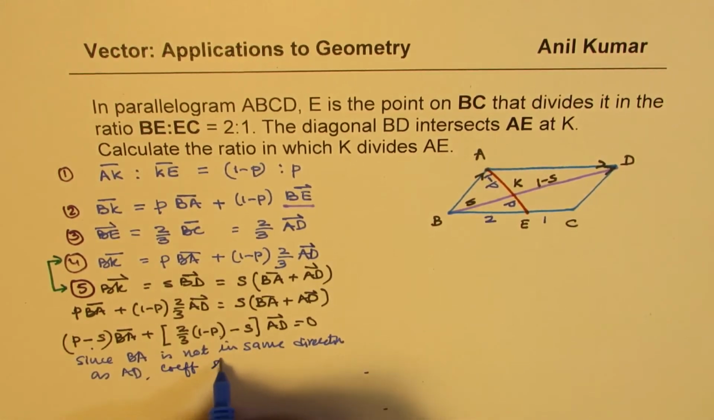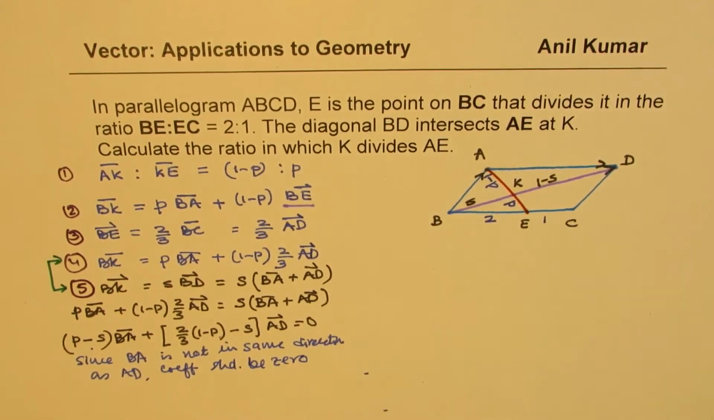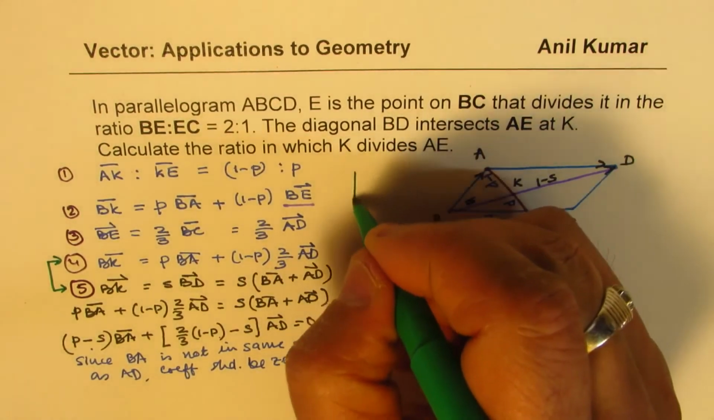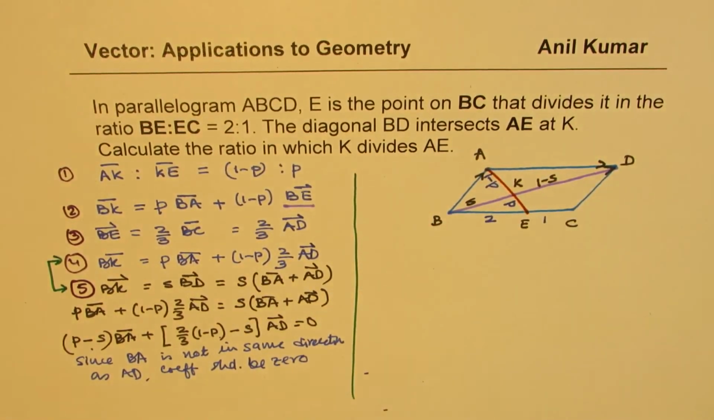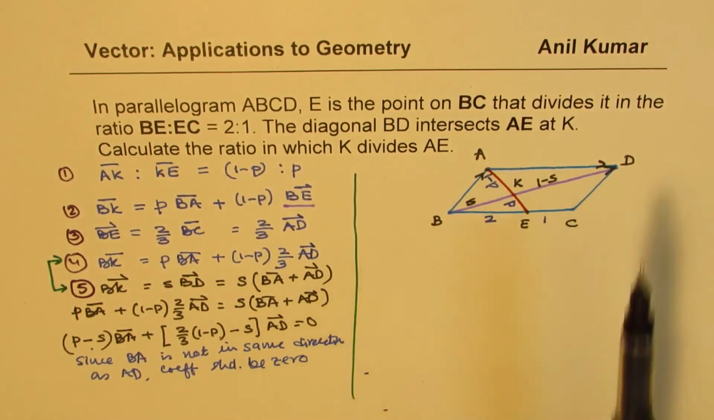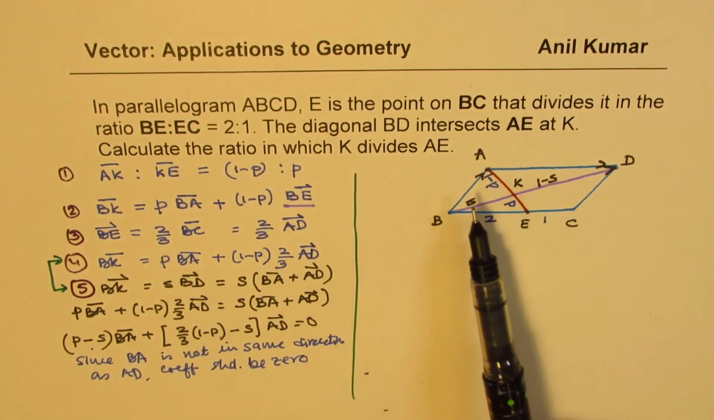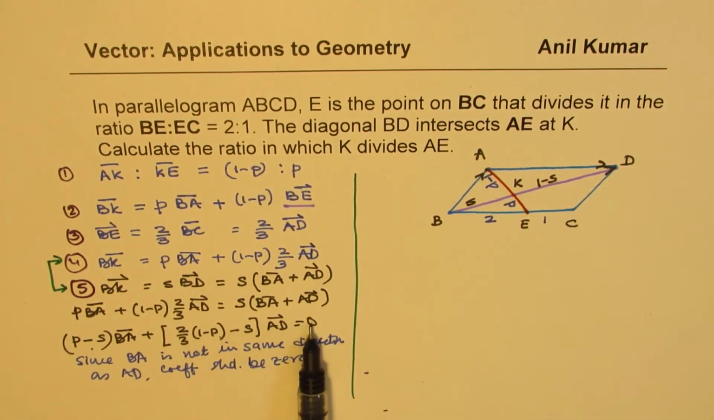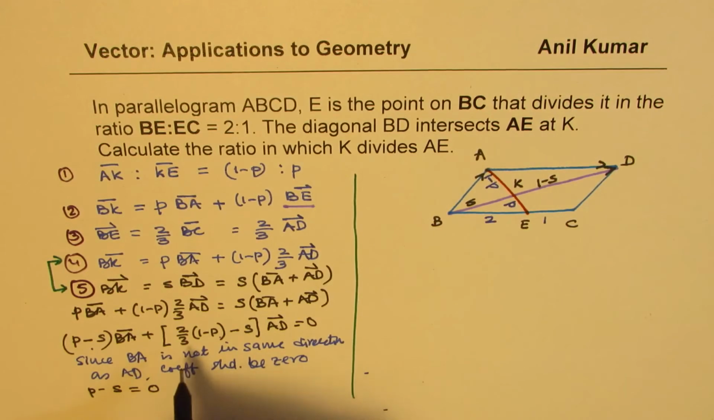Coefficients should be 0. That is what we're trying to say, right? So what we are trying to say here is that, as you can see, these two vectors are not parallel. So we cannot have some of these as 0. Now that is 0 only when P minus S equals 0, or this whole thing, which is 2 over 3 times (1 minus P minus S), equals 0, right? So these are the two conditions.